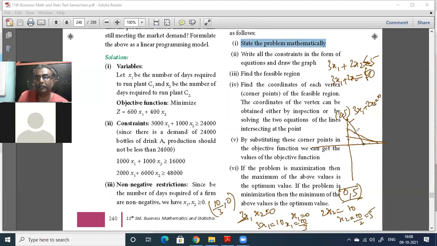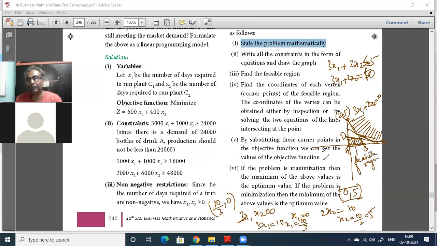Then if you want to maximize, then this becomes the region for maximization. If you want to minimize, then this becomes the region for minimization. Okay, like that. So this becomes the minimum. This becomes the maximum. Okay, then this point A, B, C, and D points are there. Among these 4 points, this is the feasible region. This becomes the feasible region.